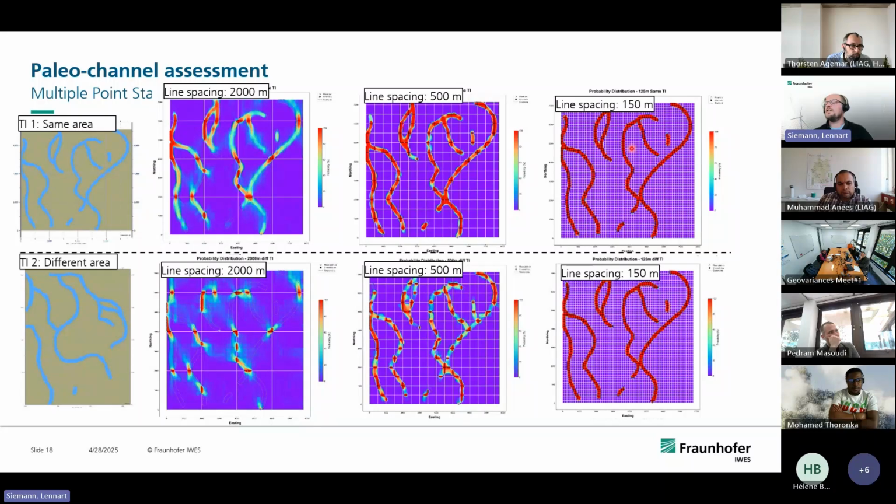So when we have a very dense line spacing, we can replicate the channels quite nicely using the different training images. It doesn't really matter if we use training image 1 or 2. You see that the results have quite high confidence. Now it becomes worse with 500-meter line spacing here, although I would say that TI 1 still works quite well, but with the other training image, you get a very disruptive channel appearance here, although you can still follow the channels. And it becomes very messy with 2,000 meters.